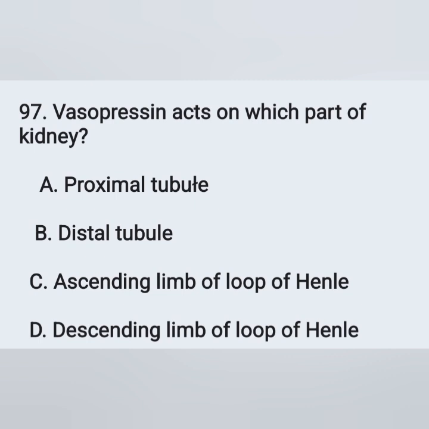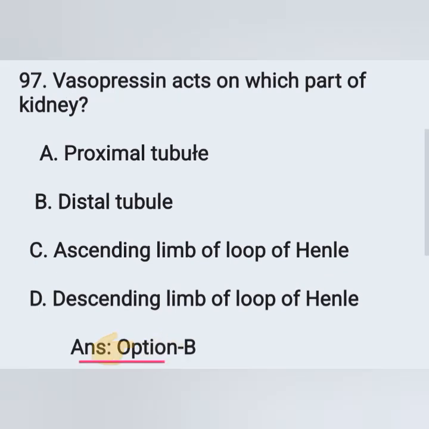Question number 97. Vasopressin acts on which part of kidney? Options. Option A, proximal tubule. Option B, distal tubule. Option C, ascending limb of loop of Henle. Option D, descending limb of loop of Henle. Vasopressin acts on distal tubule. Option B is the correct answer. Move on to the next question.